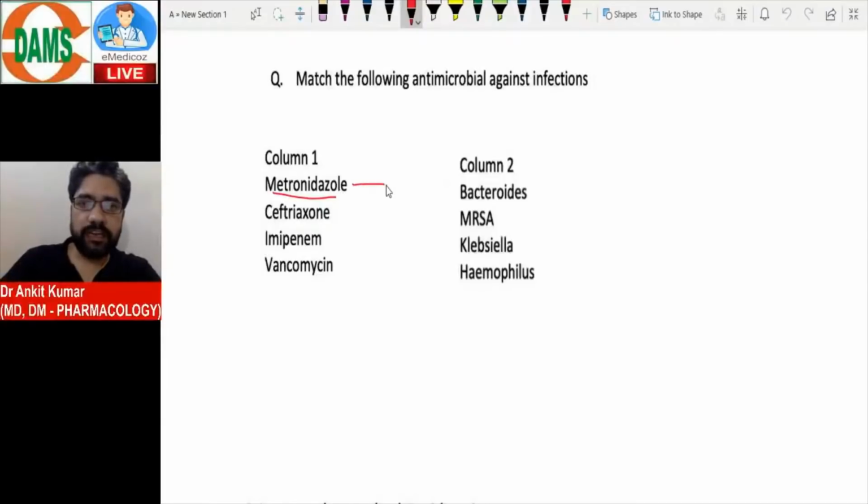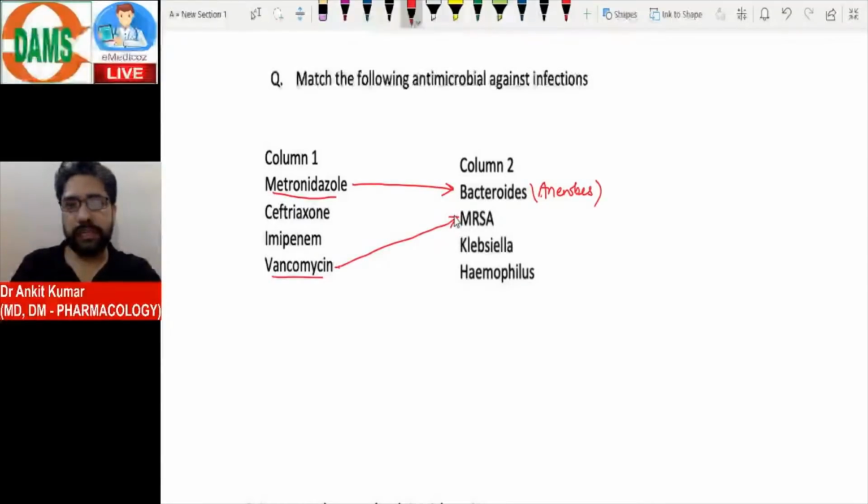And which bacteria is anaerobic? Bacteroides is an anaerobic bacteria, so we can easily remember. Now, what about vancomycin? We all know that vancomycin is the drug of choice for MRSA, that is methicillin-resistant Staph aureus. Many students found difficulty in two options, ceftriaxone and imipenem.